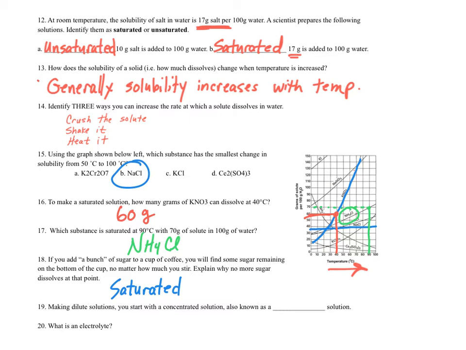Number 19, making dilute solutions. You start with a concentrated solution known as a stock solution. Now in the lab that we did, the crystal violet was our stock solution, and then we diluted it by adding water to it.